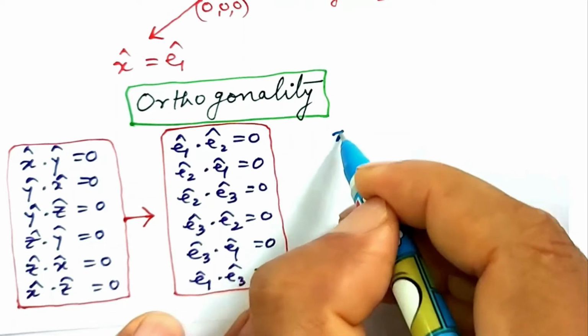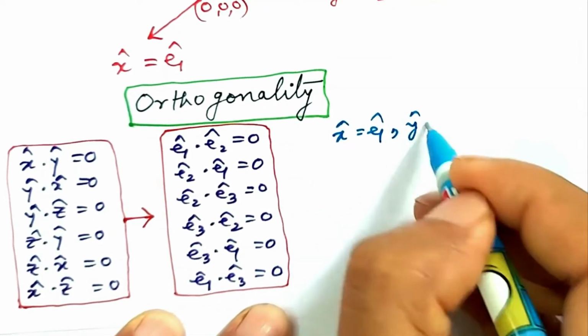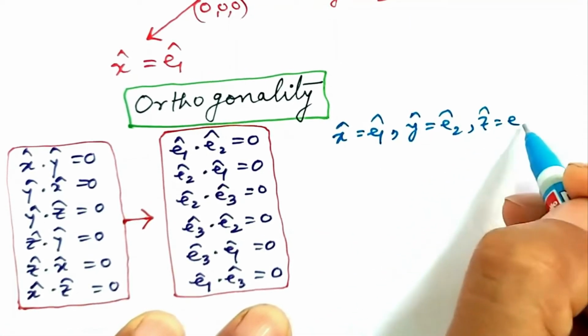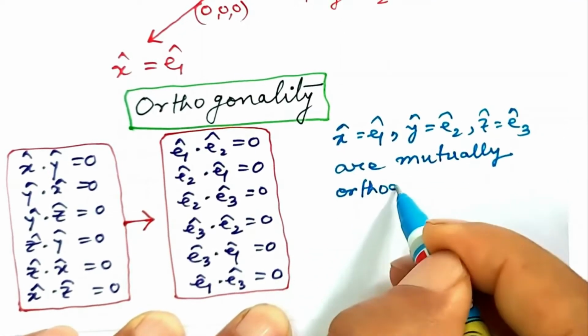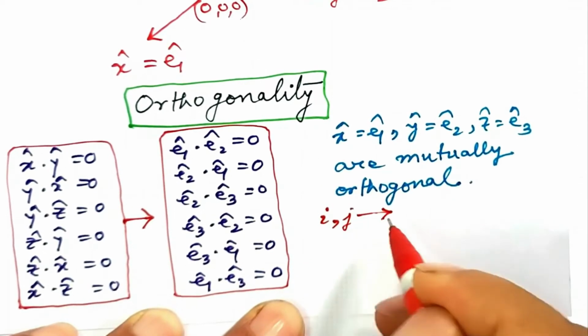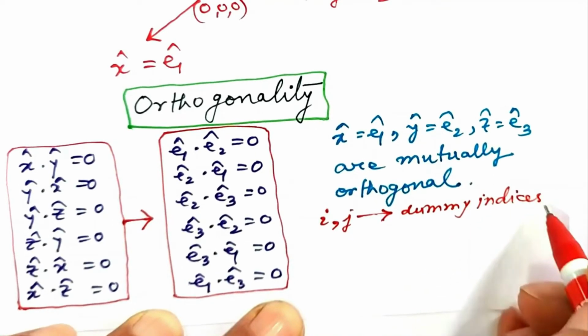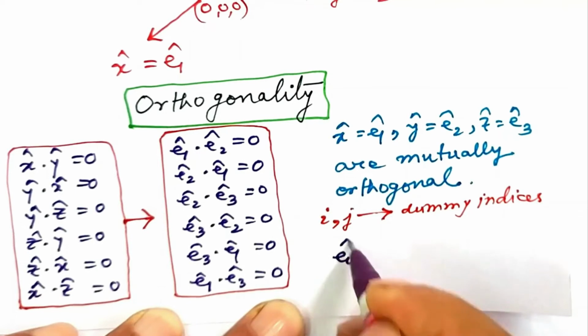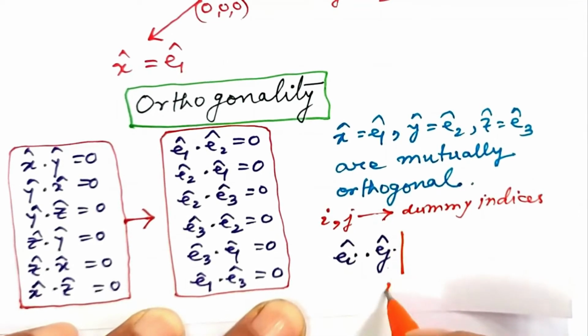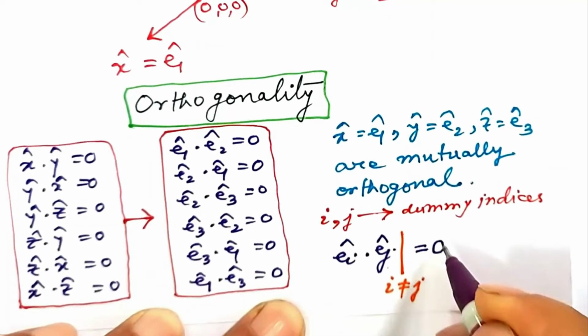This means that x cap equal to e1 cap, y cap equal to e2 cap, and z cap equal to e3 cap are mutually orthogonal. Introduce i and j as dummy indices, in whose terms we can rewrite the relations as ei cap dot ej cap for i not equal to j is 0.